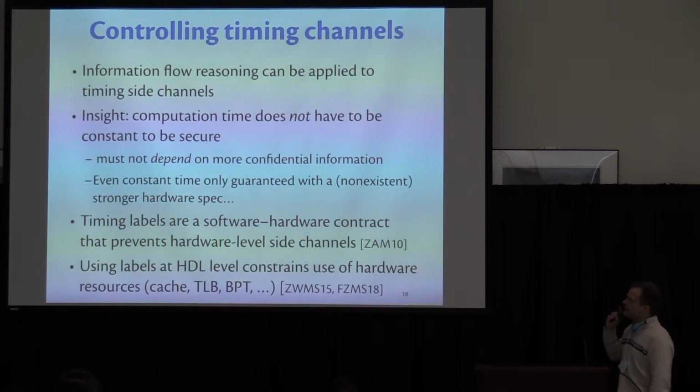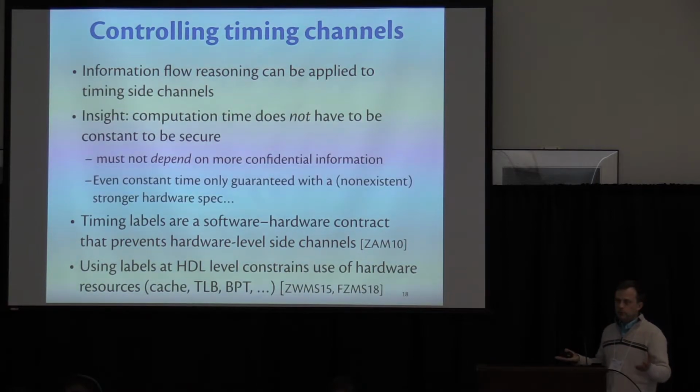Okay, one other nice thing about information flow is that we can actually talk about timing channels in a nice way. Somebody earlier mentioned that, what do you do about timing channels? And the cool thing about it is we can actually use information flow reasoning about timing channels if we have an appropriate contract between the layers of the system. So the insight here is we don't actually have to require that computation time is constant. That's the standard way that people try to do things in the crypto world. But all we really need is that computation time doesn't leak information to people who shouldn't see that information.